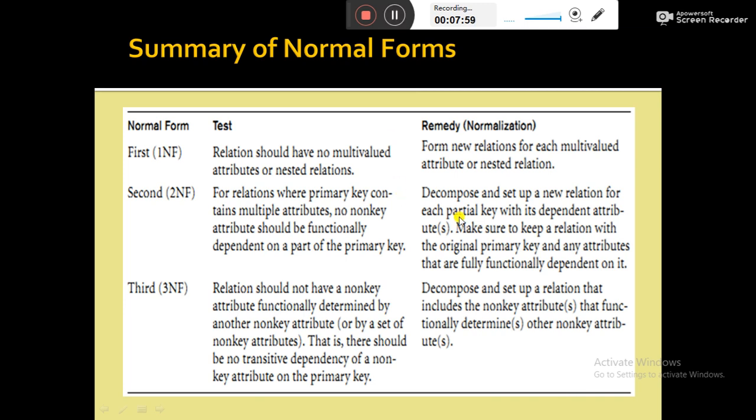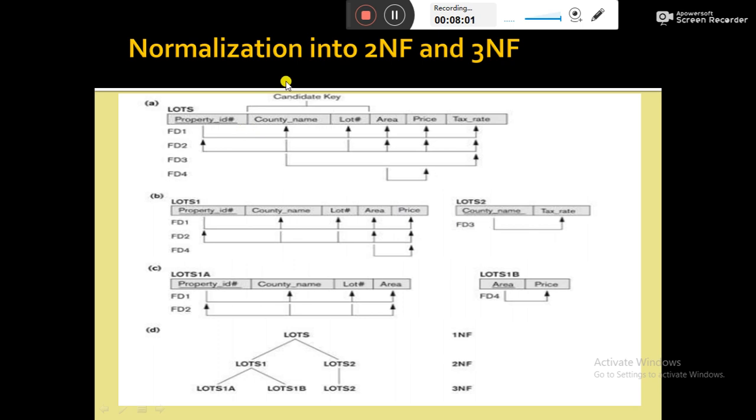Next, consider a case study, where we are going to apply the normal forms and check whether a given relation satisfies the normal form or not. If it does not satisfy a particular normal form, we have to convert it into that specific normal form. Suppose the relation is given, consider the relation LOTS.